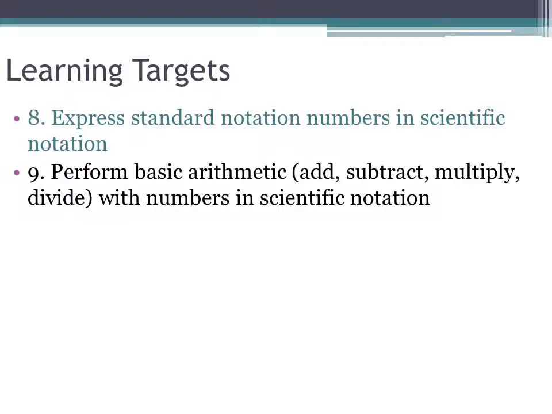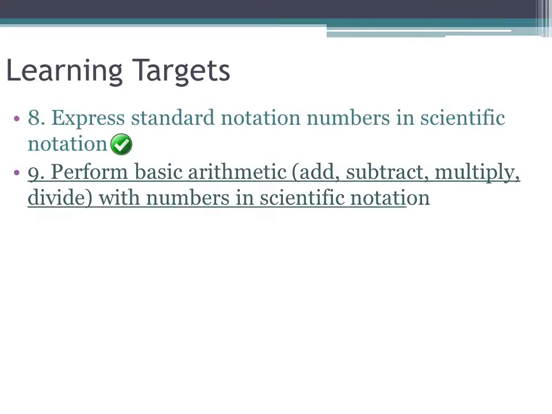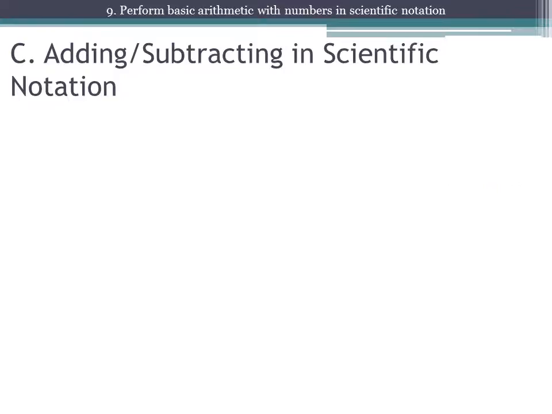So we've looked at how we show numbers in scientific notation. Now we want to be able to perform arithmetic, meaning add, subtract, multiply, and divide, with numbers in scientific notation. Much like our sig fig rules, we have really two sets of rules for doing this. One rule for adding and subtracting, and another rule for multiplying and dividing. So we'll look at adding and subtracting first.